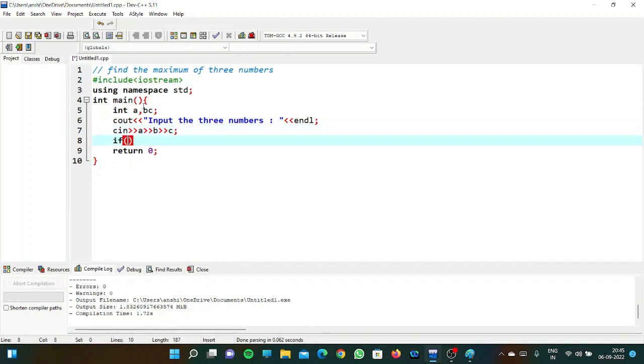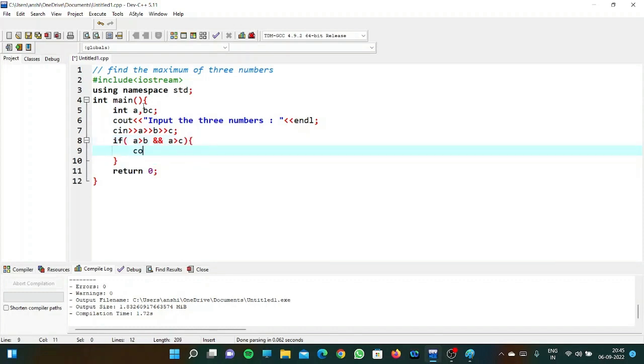Now check if A is greater than B and A is greater than C. If this happens, you can say cout A is greatest amongst all, right?